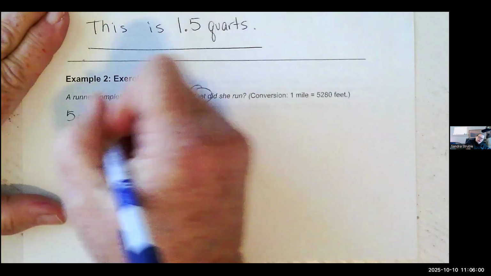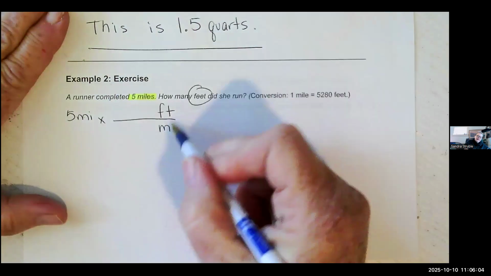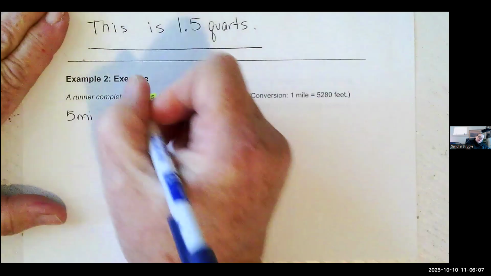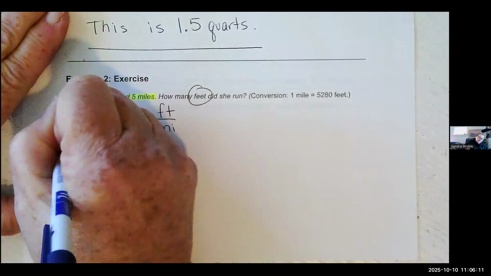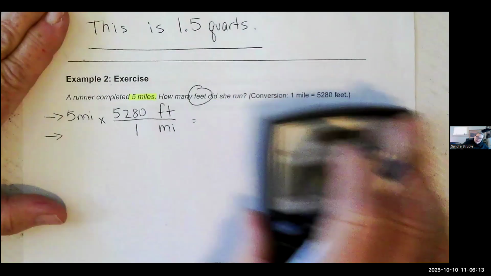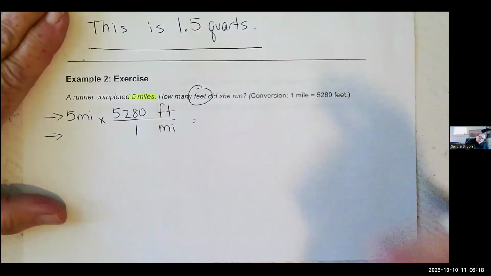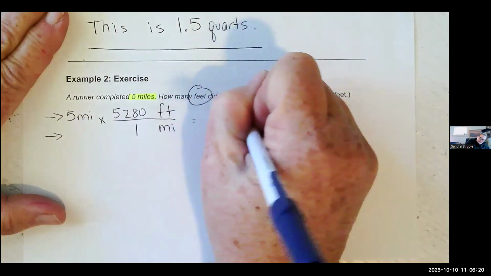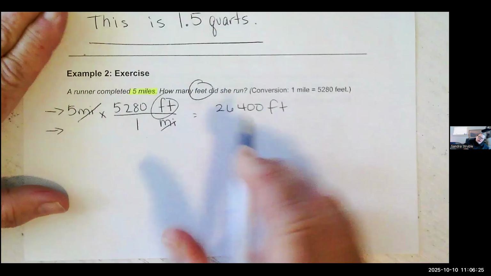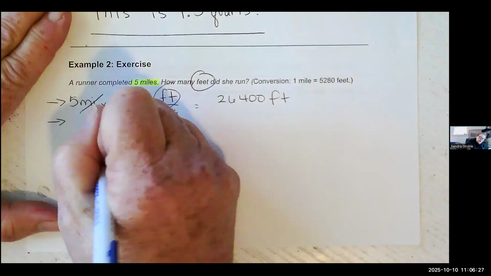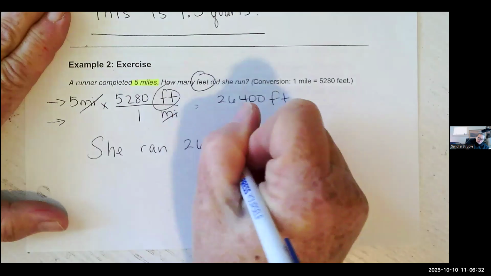All right, so miles are in the top, we need miles in the bottom, and we're headed to feet. Once I get my units placed, I can now plug in my numbers. And we're multiplying straight across. 5 times 5280 is 26,400. Miles are gone, I'm left with feet. How many feet did she run? She ran 26,400 feet.